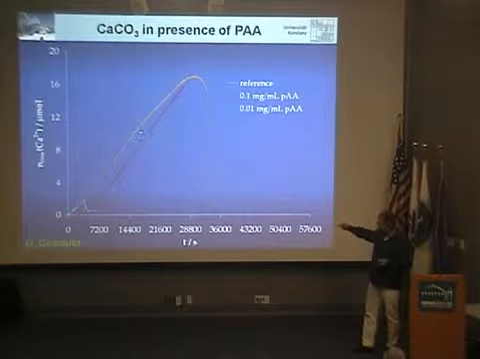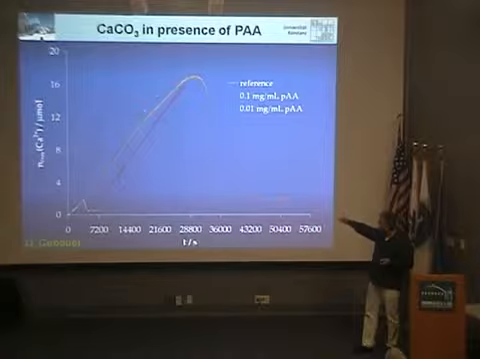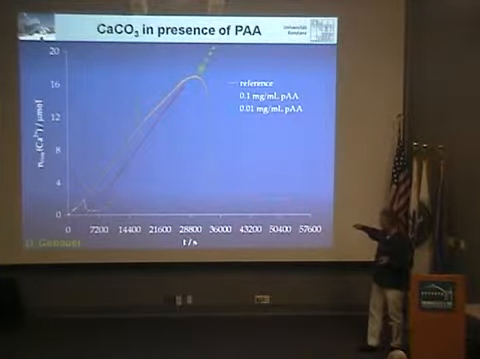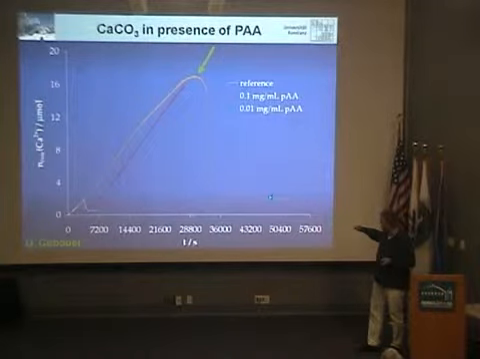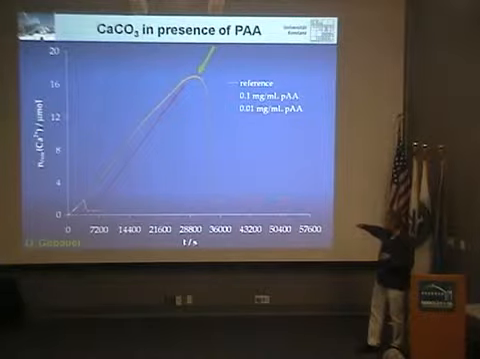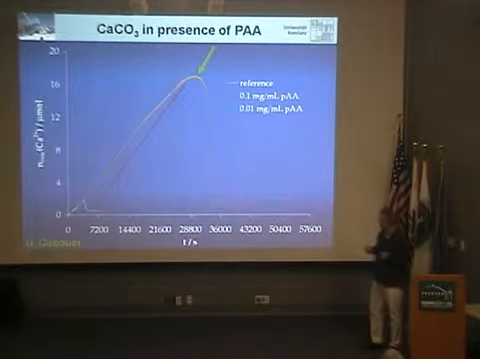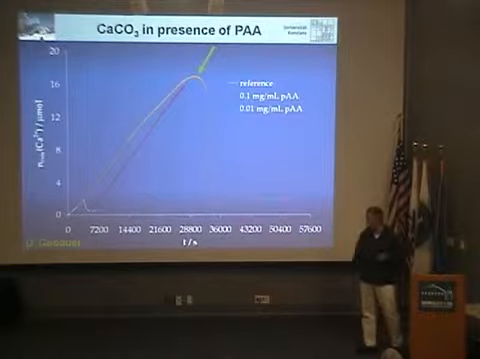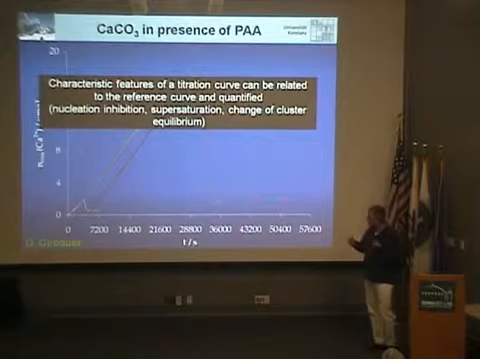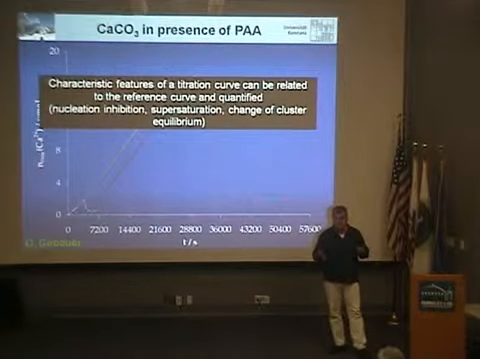Then there's another feature. You see that the slope of the curve changes at a certain time. So that means the cluster equilibrium is changing. And I get also a second and a third nucleation event. That means as soon as I nucleate, in that case amorphous calcium carbonate, it releases some of the polyacrylic acid, which then nucleates again and nucleates again. So it's a complex behavior of an additive, which you already see from the curve of that very simple scale inhibitor.